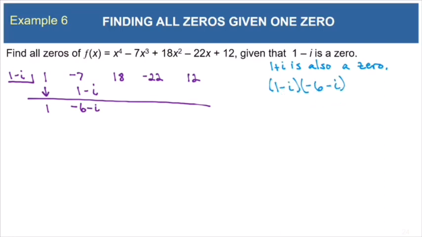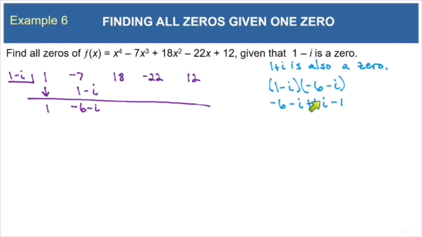And so using the FOIL method, first times first is going to be -6. Outer times outer is going to be minus 1i. Inner times inner is going to be plus 6i. And then last times last is going to be plus i squared. But remember, I told you i squared is equal to -1. So plus i squared becomes -1.